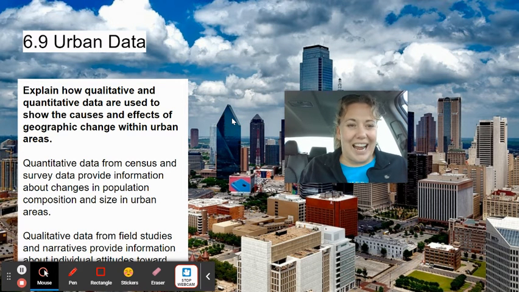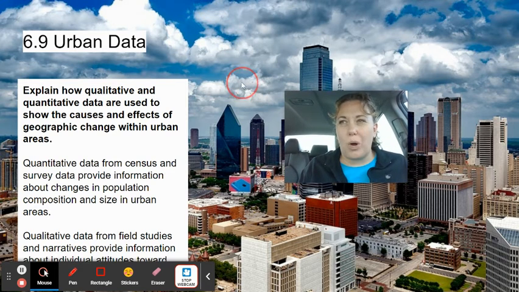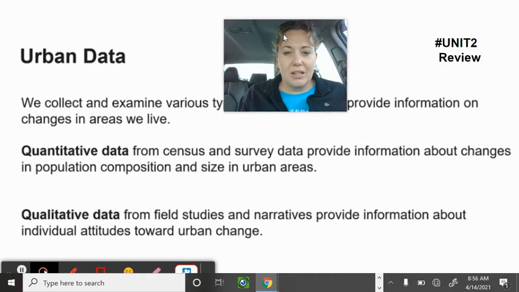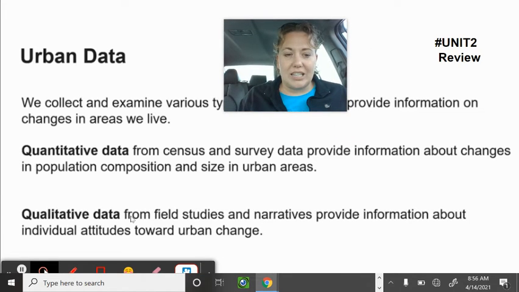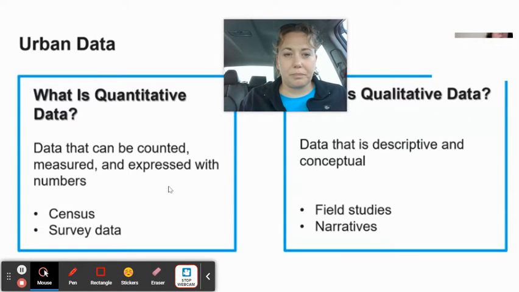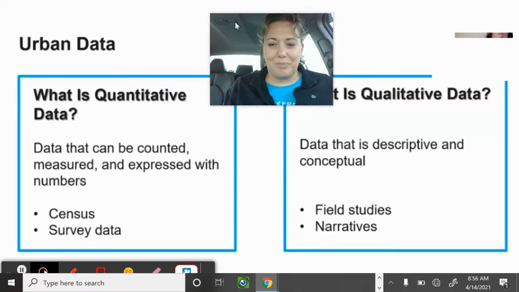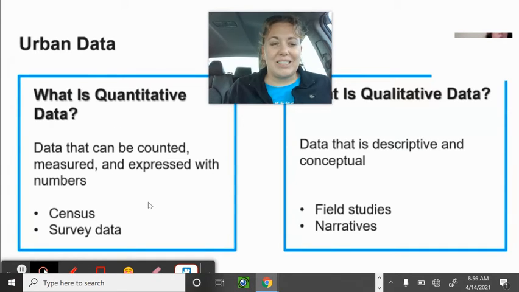All right, 6.9, urban data, qualitative versus quantitative data. So remember, this is from the census. How do we basically know who lives in places and the services that need to be provided? Quantitative is going to be the number, quantity. And then qualitative is the quality, or how do you describe the thing? So again, number versus description. Here's another little breakdown of it. We get quantitative data for things like the census and survey data.